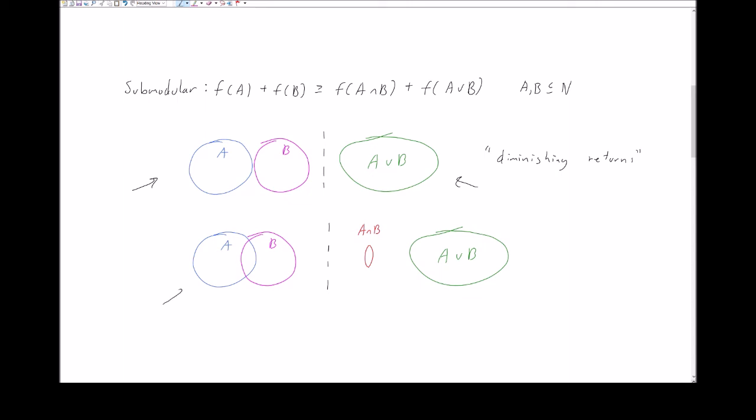In this case, we have two sets A and B, but they have a little bit of overlap. We'd like to have this idea of diminishing returns, and so what we do is we look at A union B, and somehow say that this is going to be less than evaluating A and B together. But we have to have a particular correction term. We have to have A intersect B, and this is going to correct for double counting.